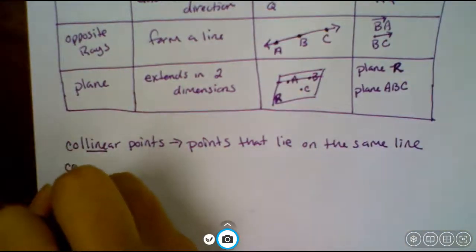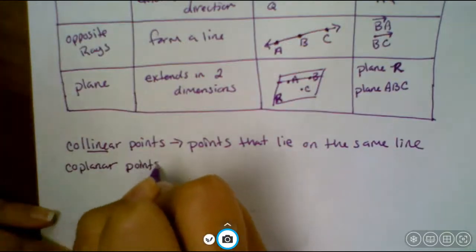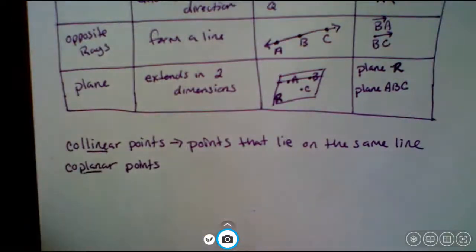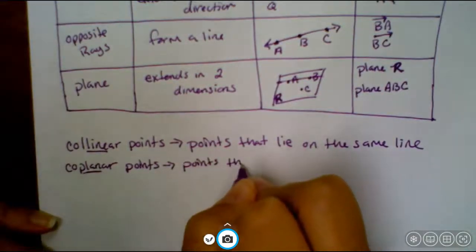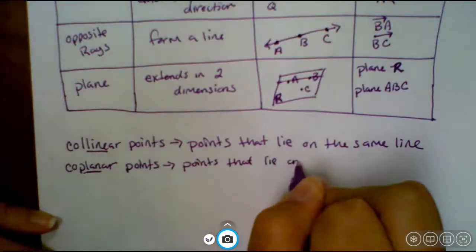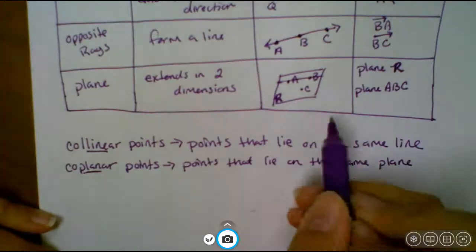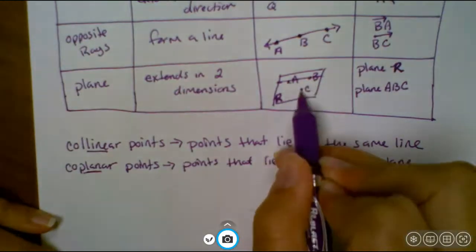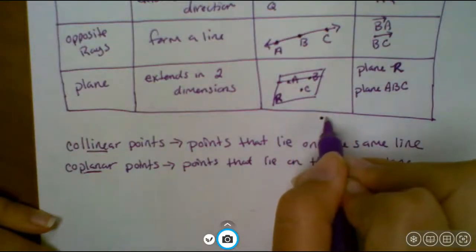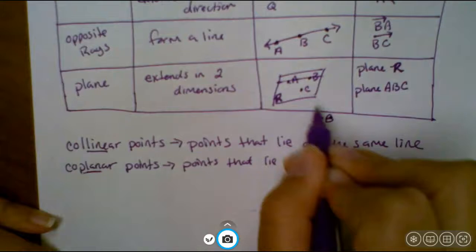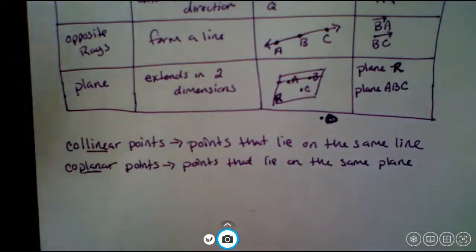And then we have coplanar points, which has plane in it. Okay, so coplanar means the points that lie on the same plane. So if you look right at the picture above us, A, B, and C are coplanar because they all are in plane R. If I put a point out here, let's do D, that point wouldn't be on that plane, so it would be not coplanar.